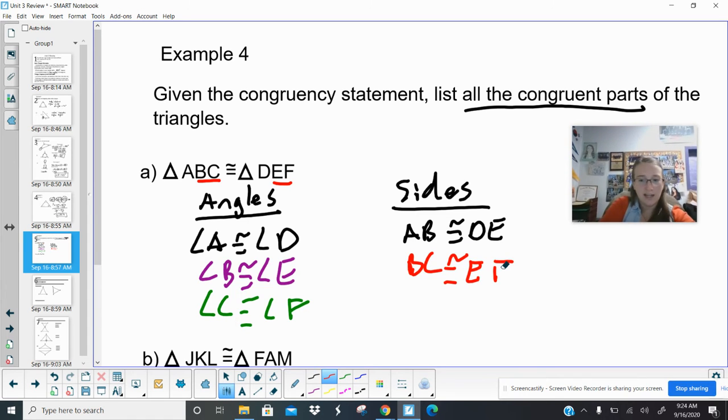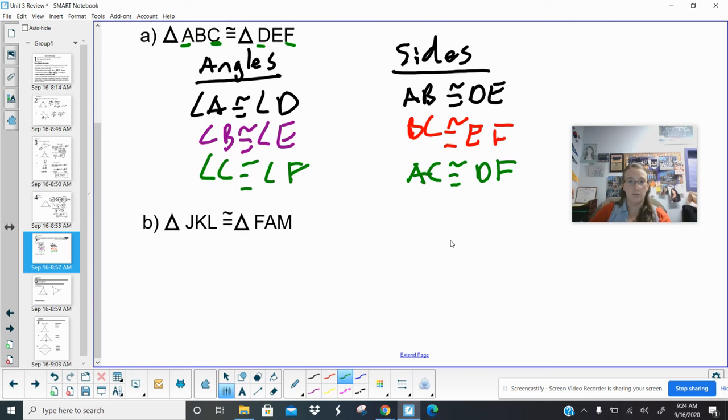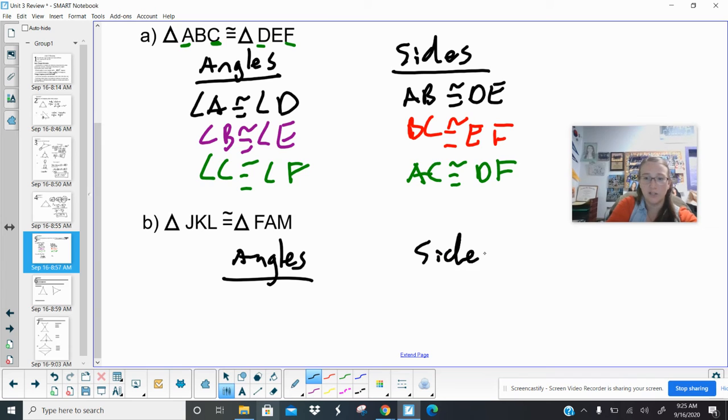Now, this is only two sides though. Triangles have three sides. So here's my last side. Our last side is from combining the first letter and the last letter. So looking in my second triangle, what is AC going to be congruent to? DF, first and last letter. So immediately looking at a congruency statement, I can identify the angles that are going to be congruent and the sides that are going to be congruent. I want you to try this next one entirely on your own. Write all three pairs of congruent angles and then all three pairs of congruent sides in the exact same way. Go ahead and try it.